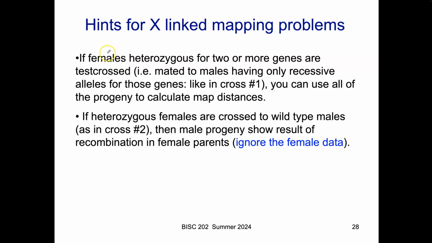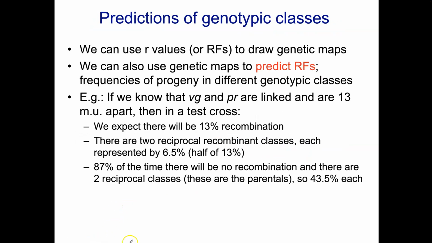So the hints are: if you have females that are heterozygous for 2 genes, or 3, you could do it with 3 genes, mated to males that have only the recessive alleles, you can use all the progeny, add the males and females together, there won't be any difference. But if the females are crossed to wild-type males for some reason, then only the male progeny are going to show you the correct results of the crossing over in that female parent. And so you're going to ignore the data from the female offspring because they will skew the numbers very badly.